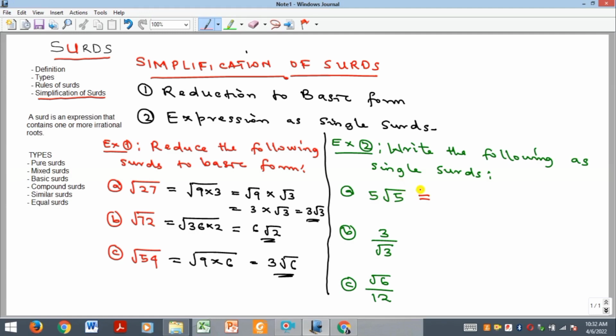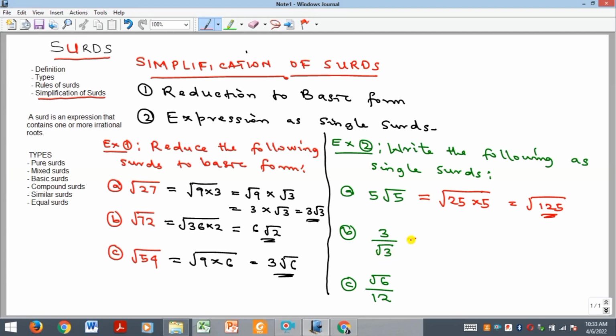And so when you do that, that's going to give us the square root of, if you square 5, you get 25. And of course, when it comes into the square root, it will multiply the number that is already there. And that's going to give us 25 times 5, which is 125. And that's the single root you're looking for, single surd.